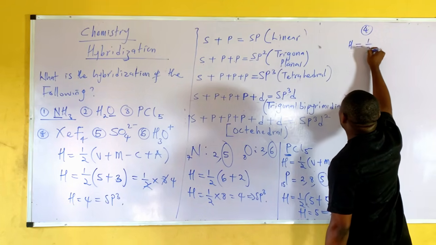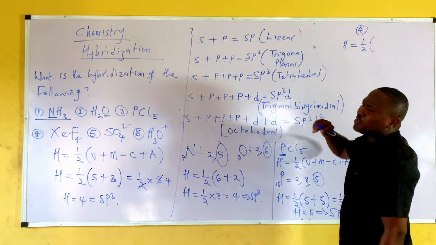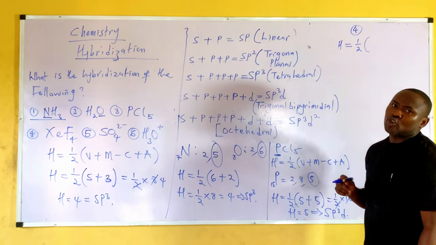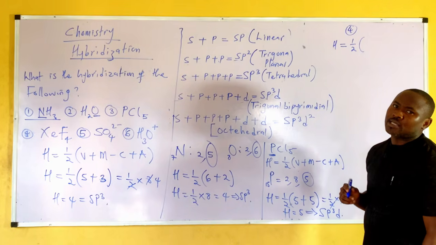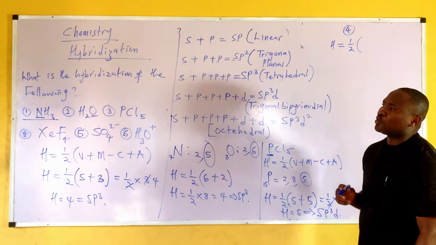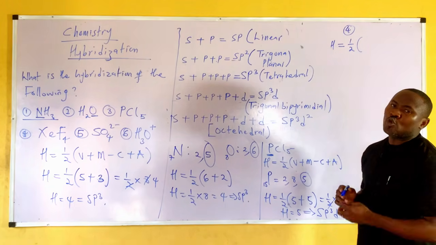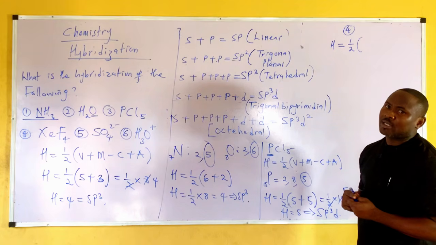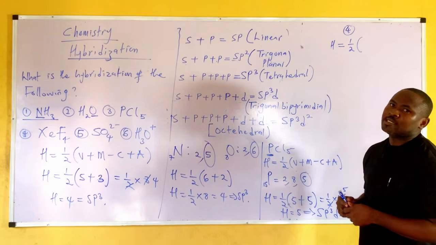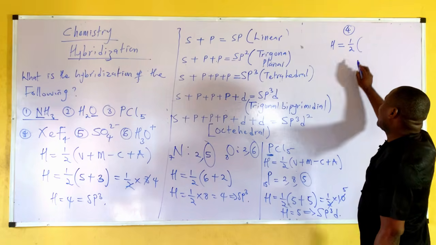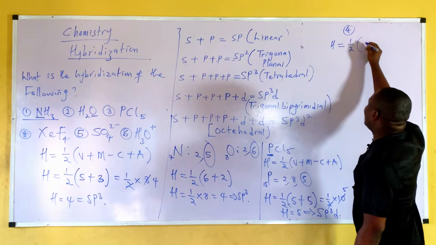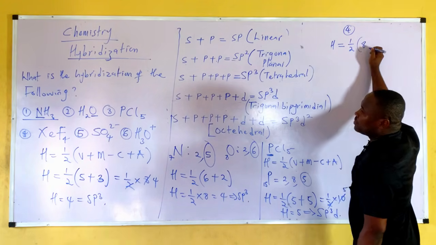H equals 1 over 2 open bracket. Xenon is in group 8. It's a noble gas, an unreacting gas. But xenon is the only noble gas that can react, so that's why you are seeing something like xenon fluoride. Now, there we have xenon, so it will be 8 because it belongs to group 8.